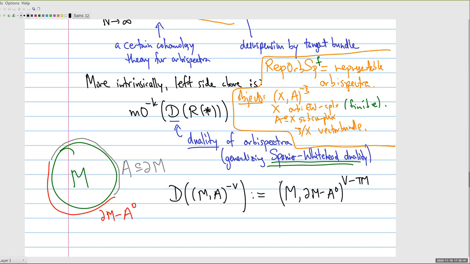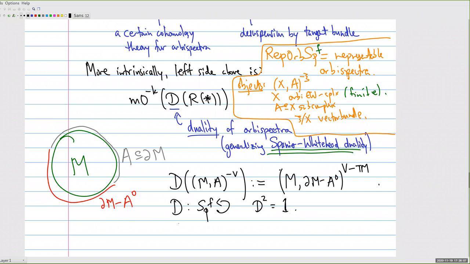And so this is an involution of the category of finite spectra, D squared is equal to one. It's a monoidal dual in the sense that it satisfies the universal property where maps from X smash the dual of Y to Z are the same as maps from X to Y smash Z.